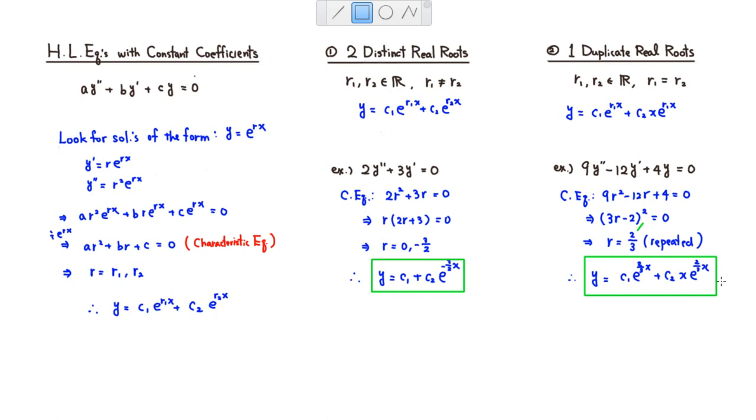We're going to do other cases where roots are complex numbers, but we'll do that later. When you have real roots, the first case is distinct roots, as in example 1. When you have duplicate roots, the second solution is x times e to the r1 x. That's the only thing you have to do differently. All right, that's it. I hope that this was clear.